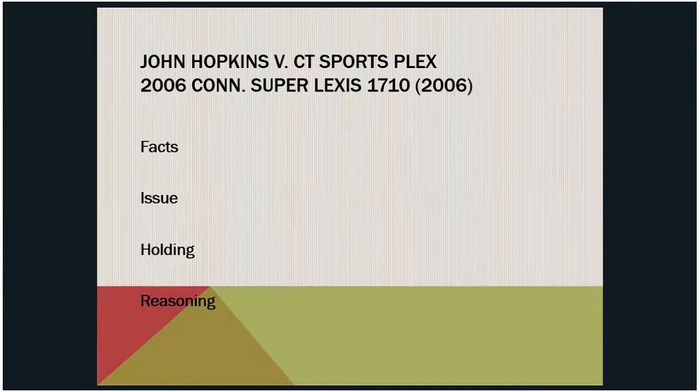What could have been done? What didn't need to be done and why? Certainly when we look at Johns Hopkins, we want to compare and contrast it to Behrman that we looked at a few minutes before and see how are they similar, how are they different, and why are they different? And if a lawsuit was brought against the Connecticut Sportsplex moving forward, would the same fact pattern be decided in the same way?